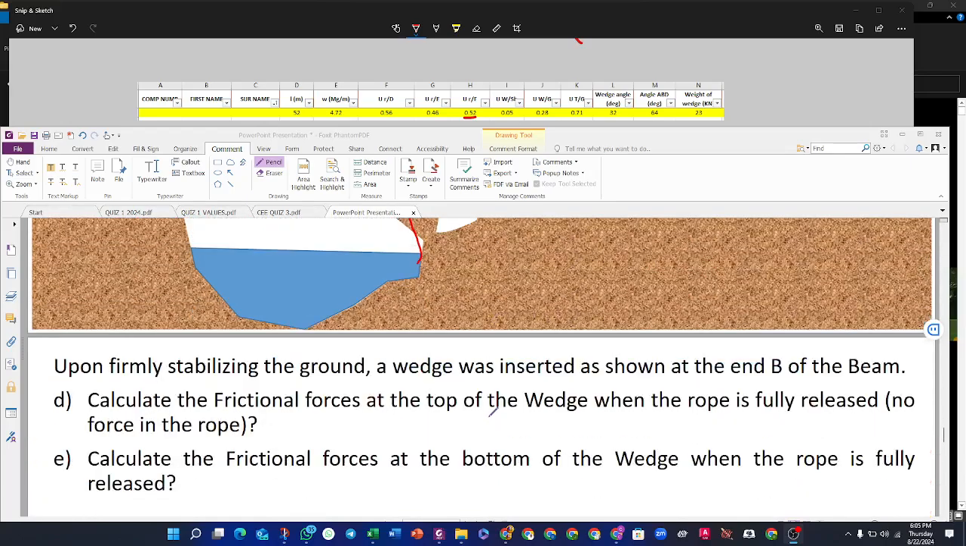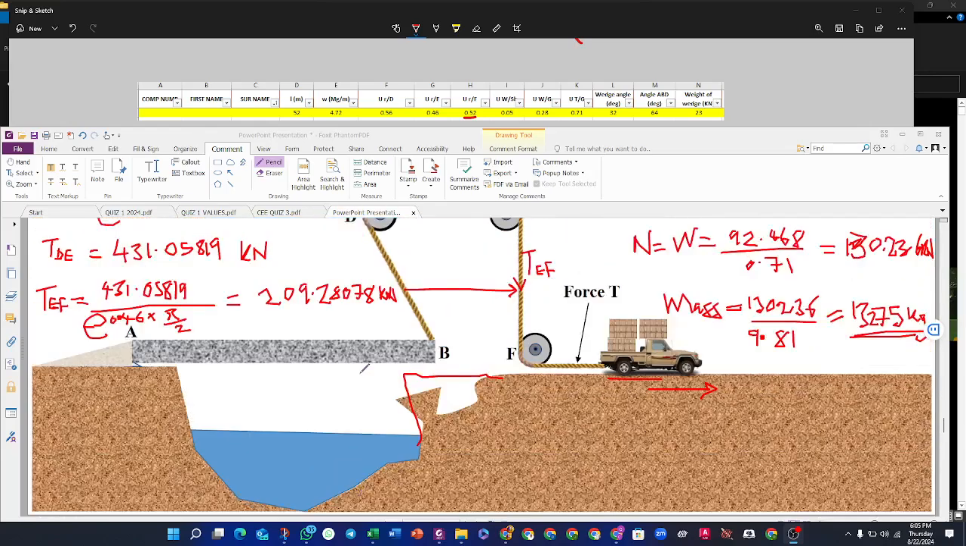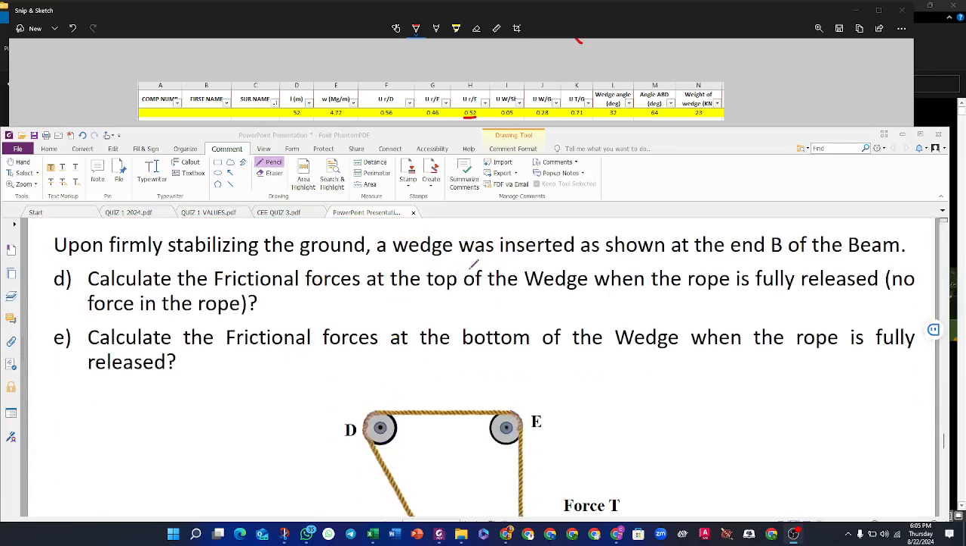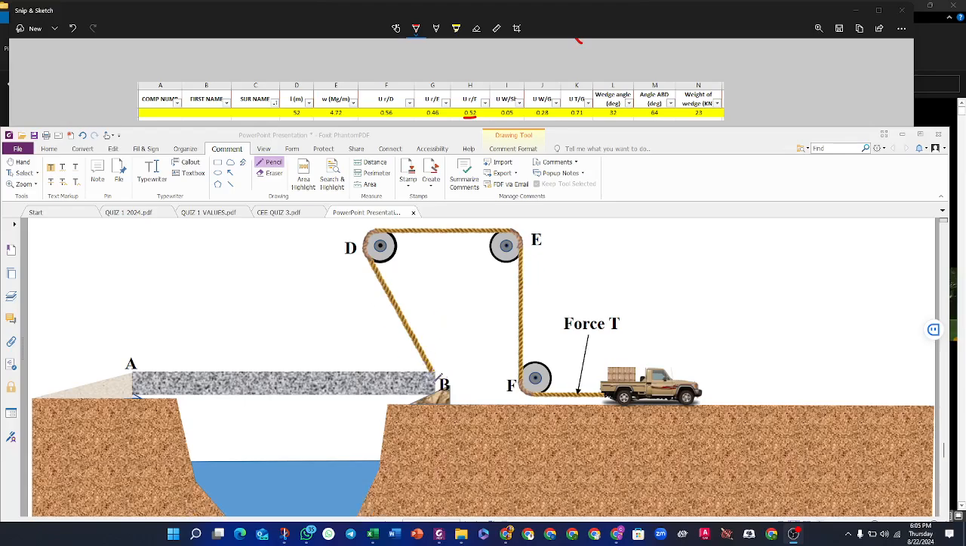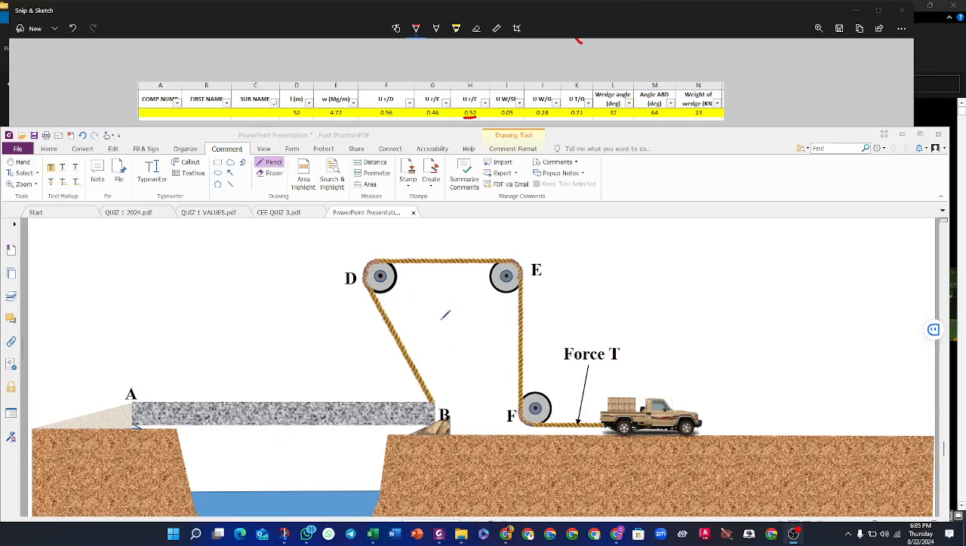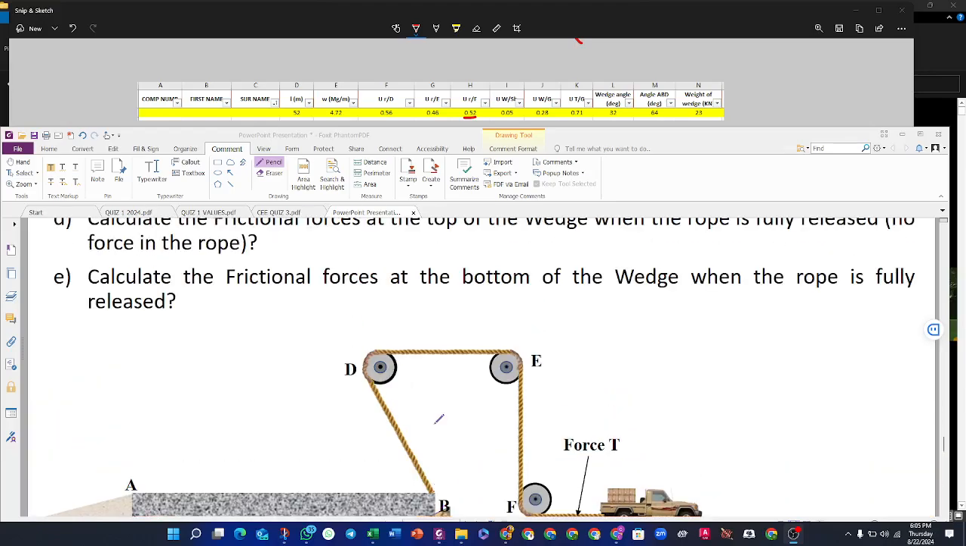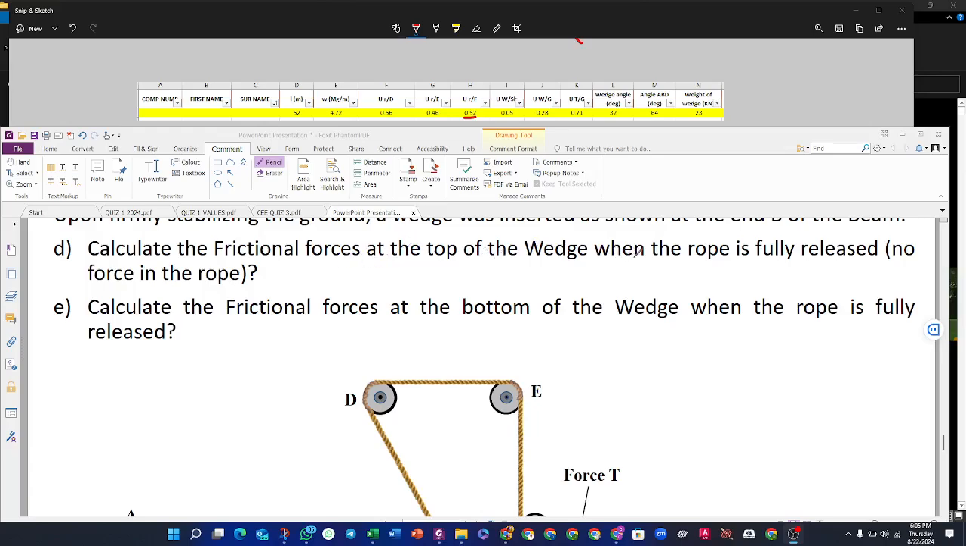Alright, so moving on to the next part now. What we are told now is that they backfill and insert the wedge. Then they say calculate the friction force on the top of the wedge when the rope is fully released, like there's no force in the rope. So of course there's no force in the rope.